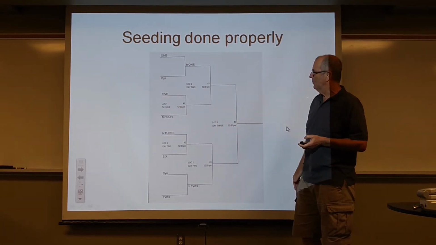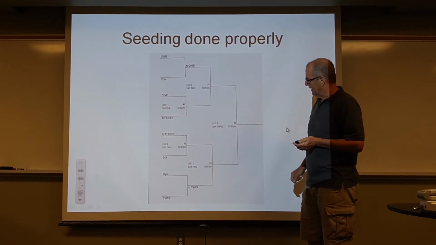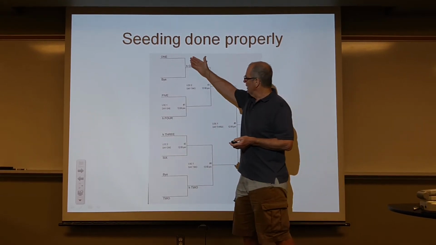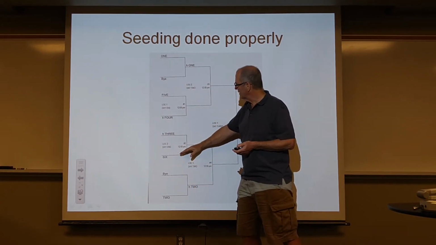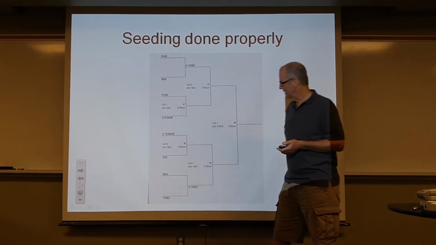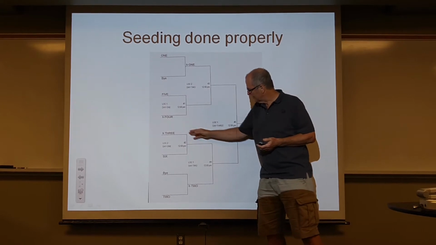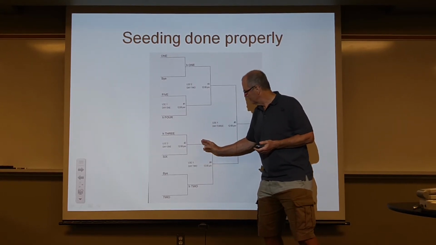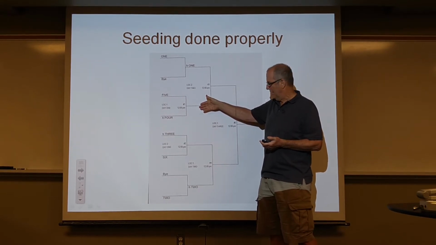So seeding done properly with our earlier example, 1 gets a bye, and 2 gets a bye. 3 and 6 play, 5 and 4, 5 plus 4 is 9, 3 plus 6 is 9. 2 then plays 3, because 3 is going to presumably win this one, so it'll be 5, and 1 plays 4, that's going to be 5.